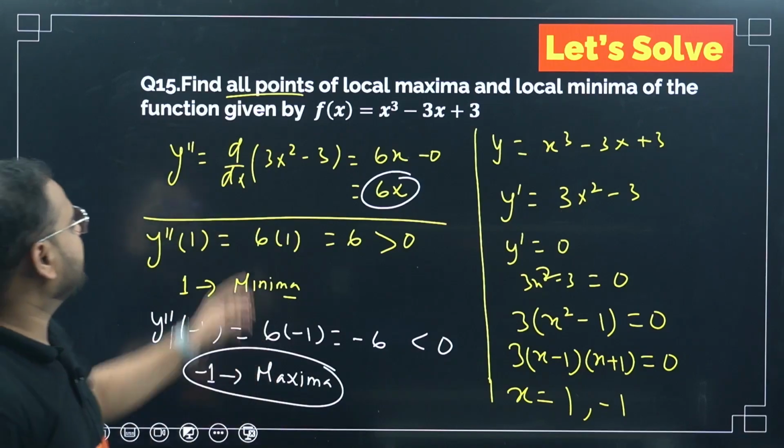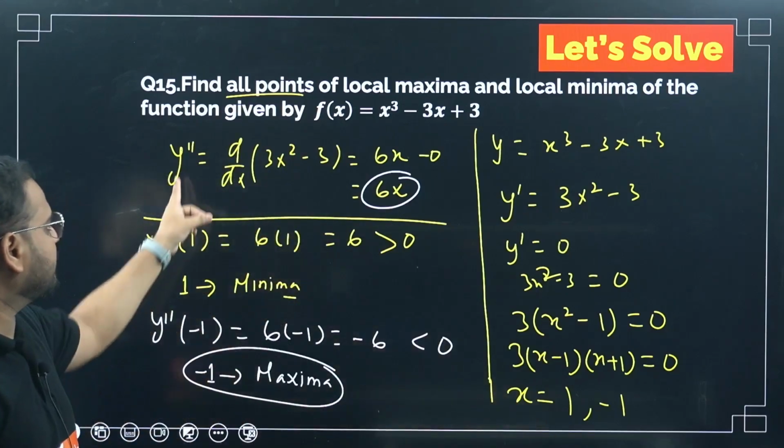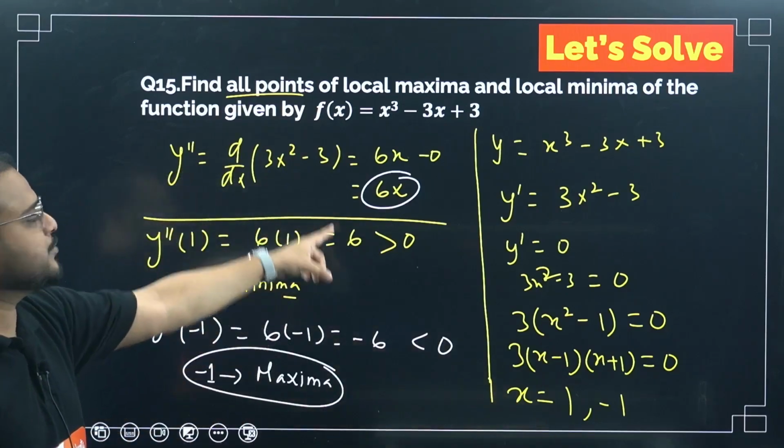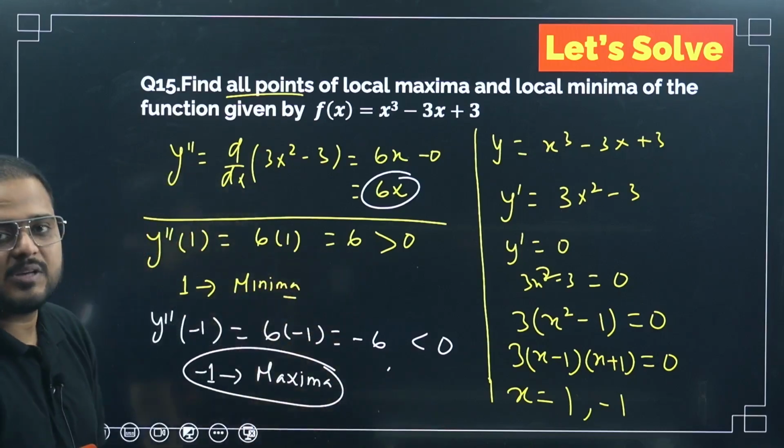Answer is there. We have got only 2 critical points. For both the critical points, we found the second derivative, put the x as 1 and -1. One came as positive, so minima, the other came as negative, so maxima. Simple enough. Moving on.